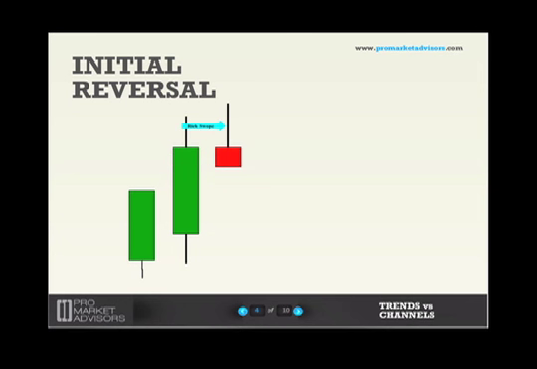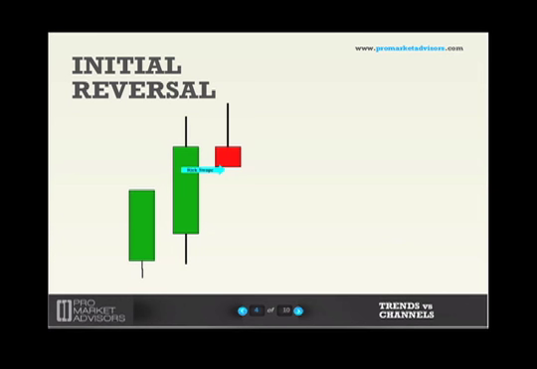Now on this one, the top shadow is the longer shadow. And ideally, we want to see that top shadow be at least twice as long as the body. So I'm giving you the pieces right now. The top shadow is at least twice as long as the body, and the bottom shadow could either be non-existent or it should be less than the body length. So there are the pieces: a relatively small body, a top shadow that's at least twice as long, and a bottom shadow that's the body length or less.